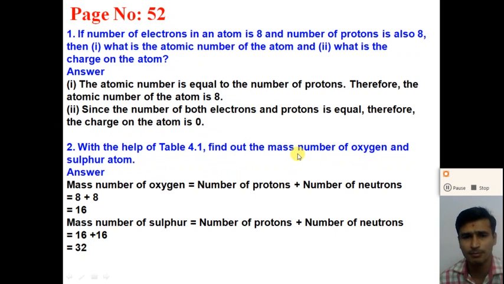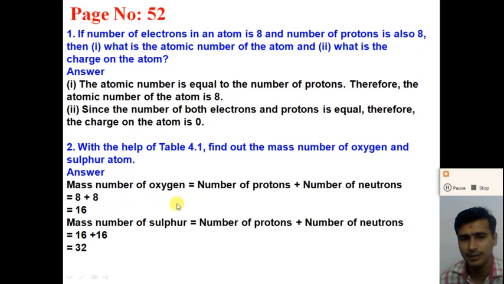To calculate the mass, we require the number of protons and the number of neutrons, right? So the mass number of oxygen is equal to the number of protons plus the number of neutrons. In oxygen, 8 protons are there and 8 neutrons are there. So the mass number of oxygen is 8 plus 8, 16.